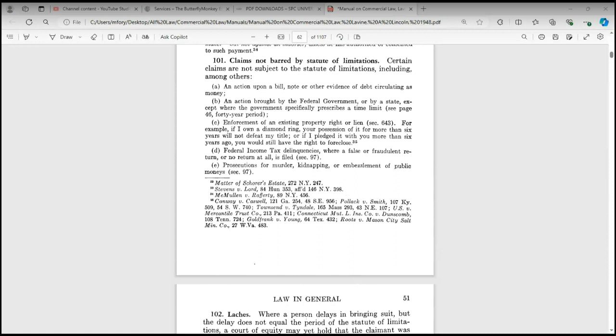Let me read that again. Enforcement of an existing property right or lien. For example, if I own a diamond ring, your possession of it for more than 6 years will not defeat my title. Or if I pledged it with you more than 6 years ago, you will still have the right to foreclose to get your stuff back.